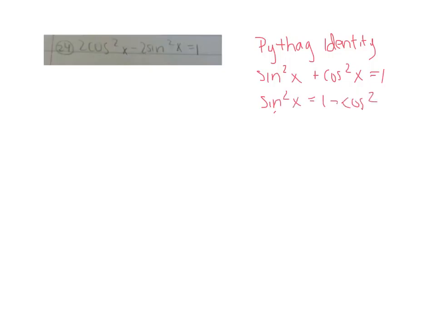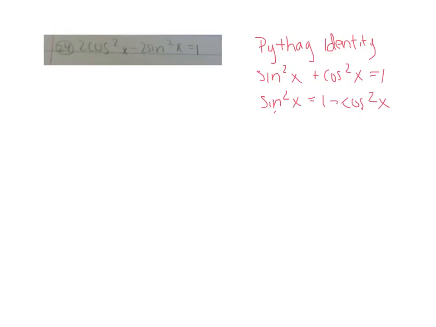Okay, so for this problem, we're going to look at getting all the trig functions to match. So we either need to convert cosine squared into sine squared or sine squared into cosine squared. So we're going to start with the Pythagorean identity, which is sine squared plus cosine squared equals 1. So sine squared is 1 minus cosine squared.